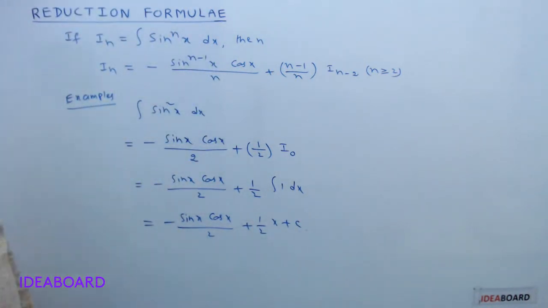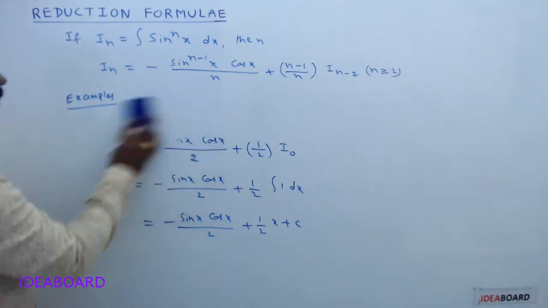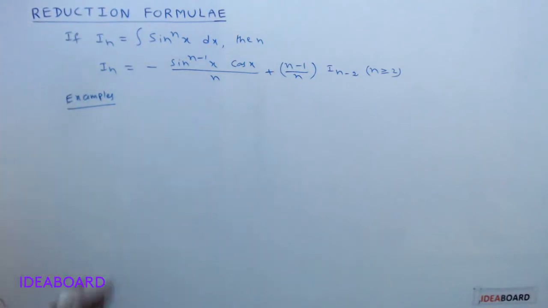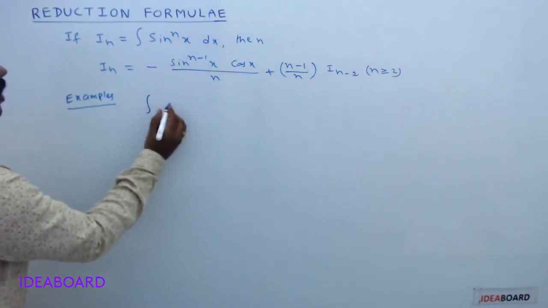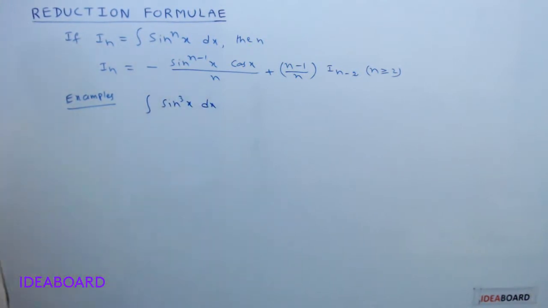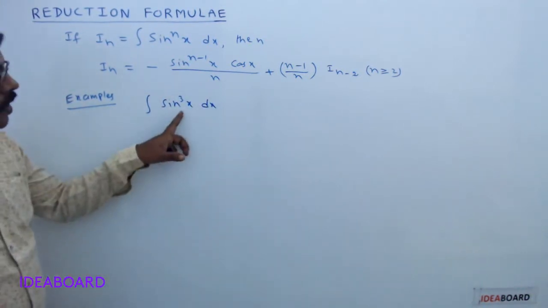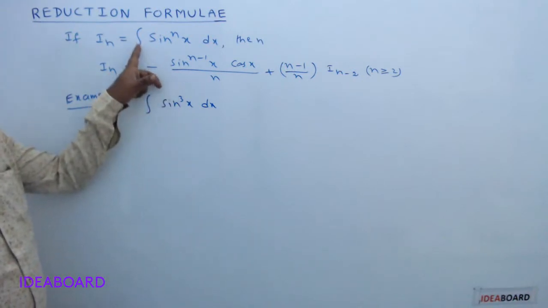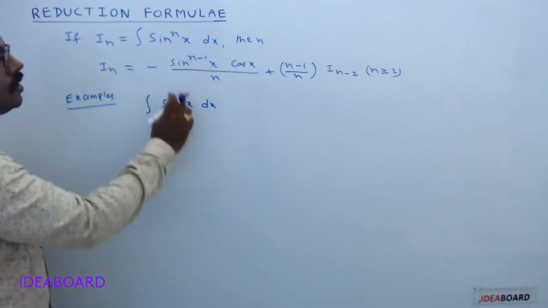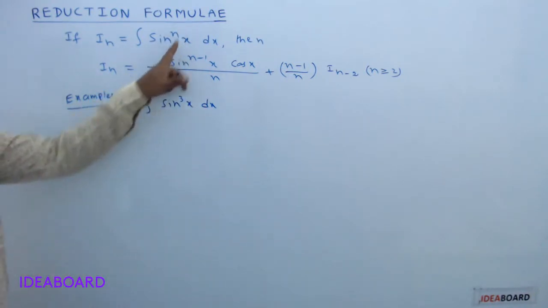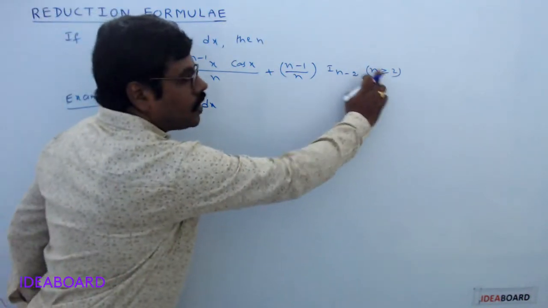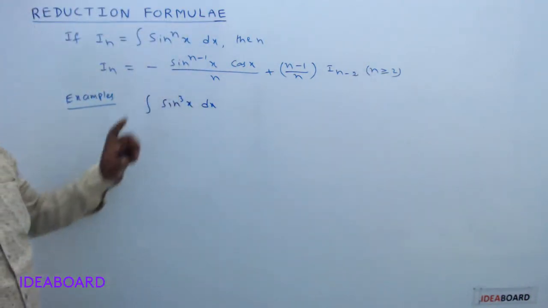Now see one more example. Suppose we need the value of the integral of sin^3 x dx. If you compare your given problem with the integral of sin^n x dx, your n value is 3. So what is the value of n? 3. So n value 3 means it is more than 2. Your n value is more than 2.